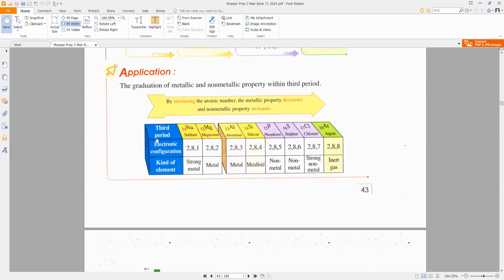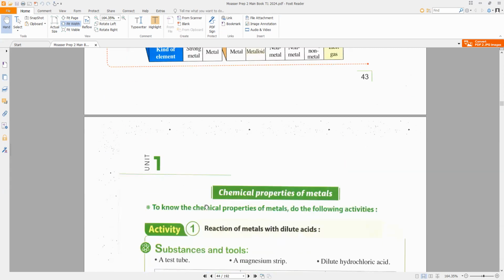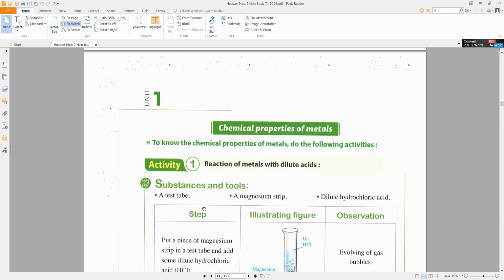So the metallic property in the period decreases, and the non-metallic property in the period increases, because the metallic property is opposite to the non-metallic property. Metallic property in the group increases, but non-metallic property decreases. This is all about the properties of elements in the modern periodic table.